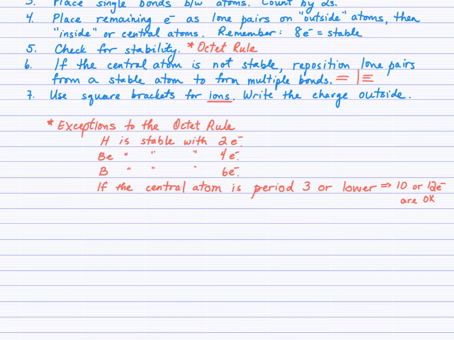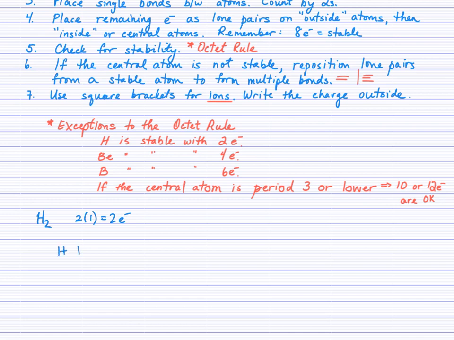Okay, so we'll begin by redoing some of those examples that we looked at the beginning of the lesson, but this time following the steps. I know you already know what the structure looks like, but let's follow the steps. First we start by counting the valence electrons. There are 2 hydrogens, and each of them has 1 valence electron. So that's a total count of 2 valence electrons.